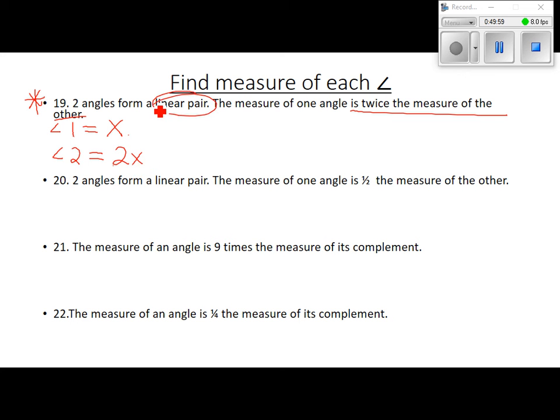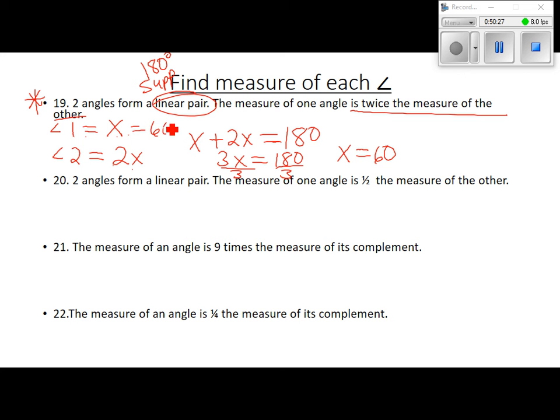We know that they're a linear pair, so that means they're supplementary. And if they're supplementary, that means that they add up to 180 degrees. So this angle plus this angle should equal 180. 3x equals 180. Divide by 3. You end up with x equals 60. Don't forget, that's not your answer. You want to find the measure of both the angles. That means this first angle is going to be 60 degrees. That's one of your answers. The other one's 2 times 60, which is 120.